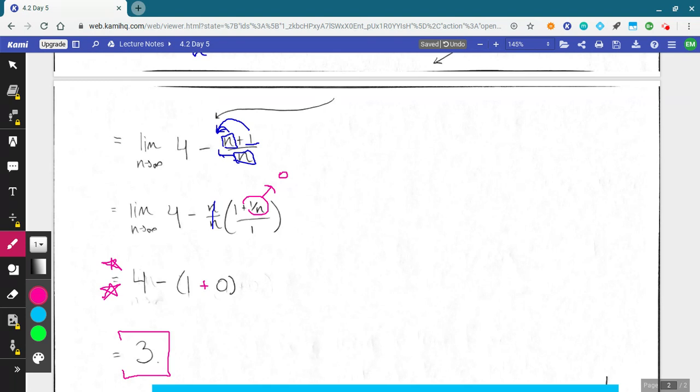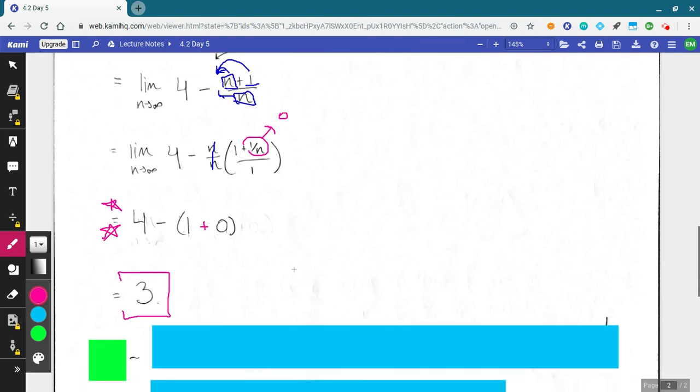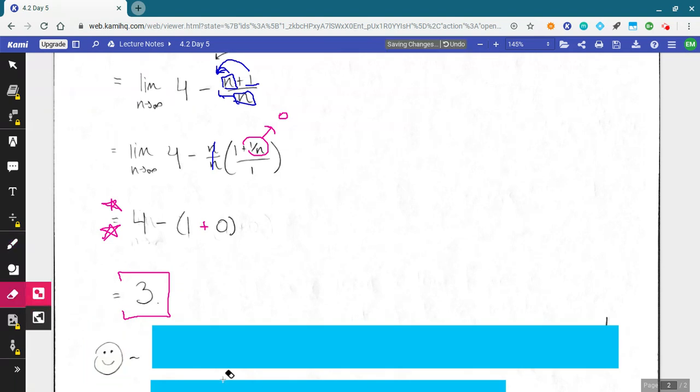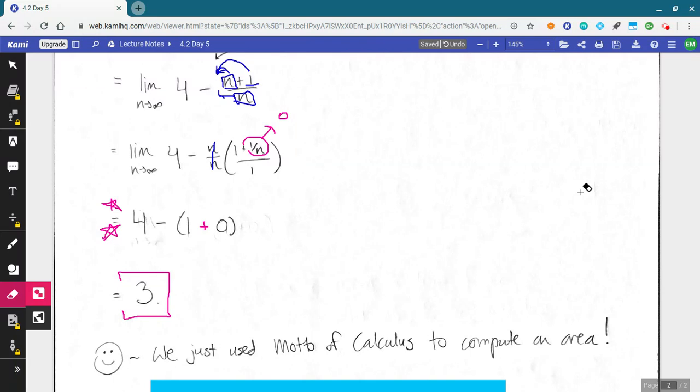All right. So, at this point, we might be feeling a number of different things. For example, I claim we are happy because we just used our motto of calculus once again to compute an area, right? To compute a definite integral. We had our idea, we had our strategy, we put it to work, and we got a result.